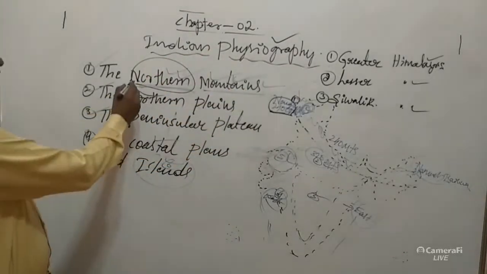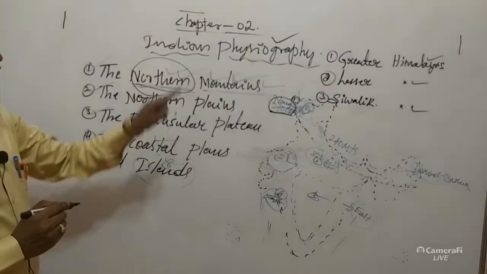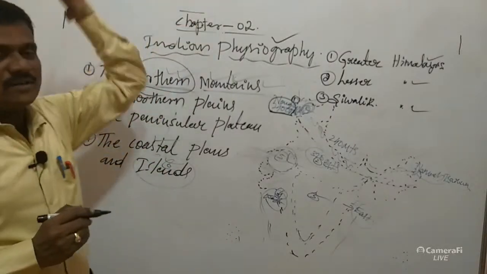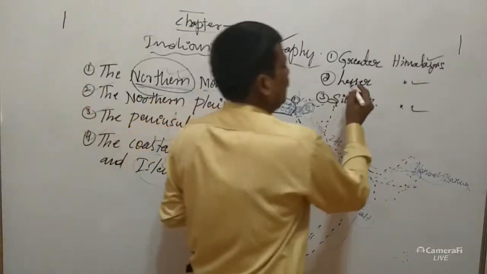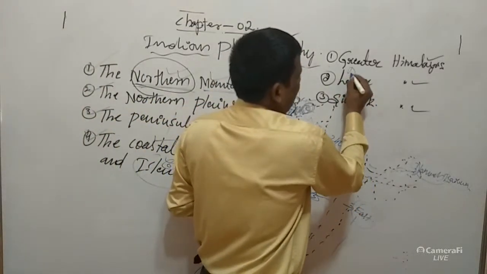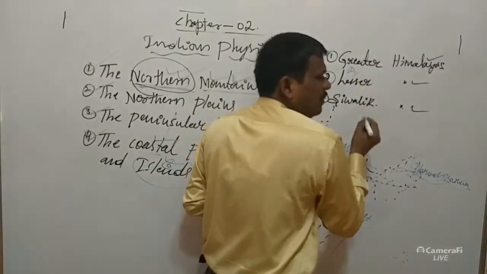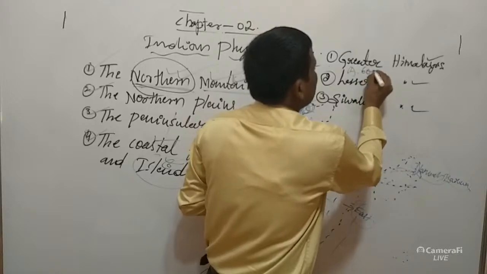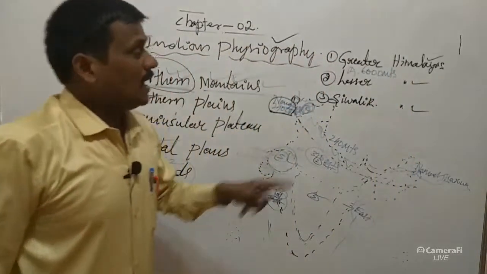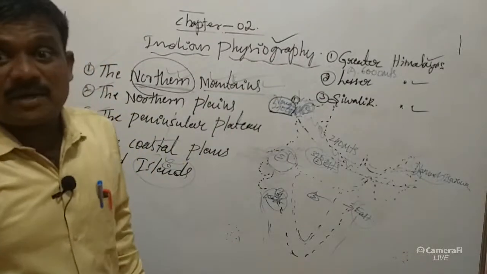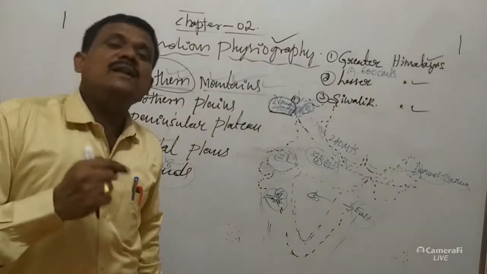The northern mountains are classified based on the height of the mountains. I will give an example. The Greater Himalaya starts from an average minimum height of 6000 meters. And the second is the Lesser Himalaya, or we can call it the Mid Himalaya.